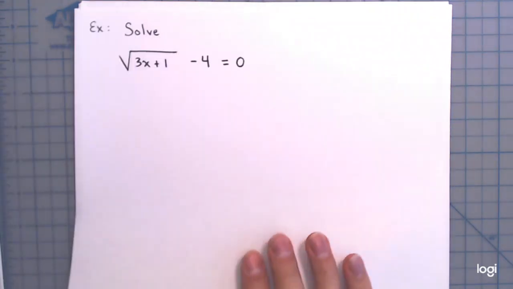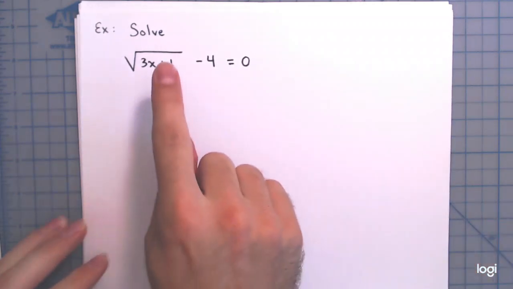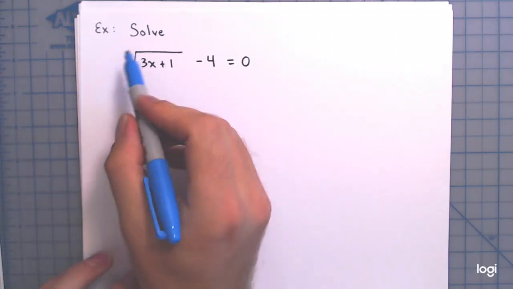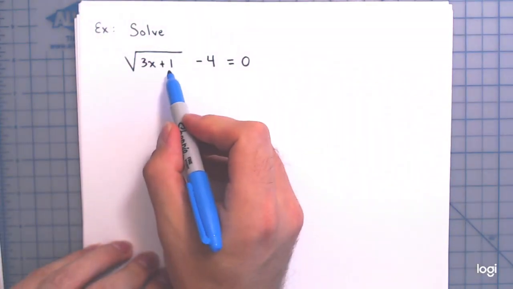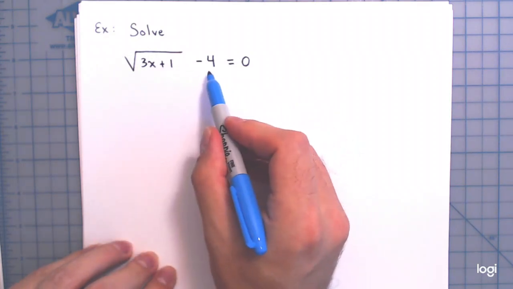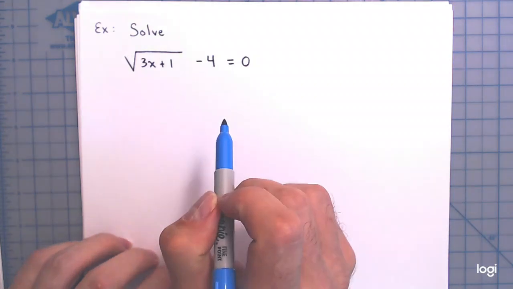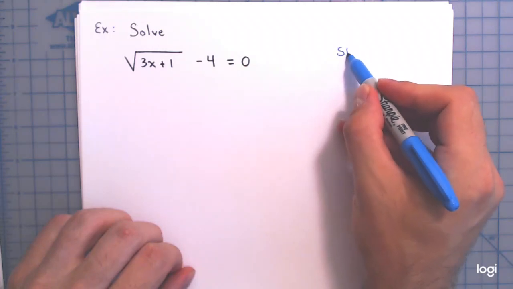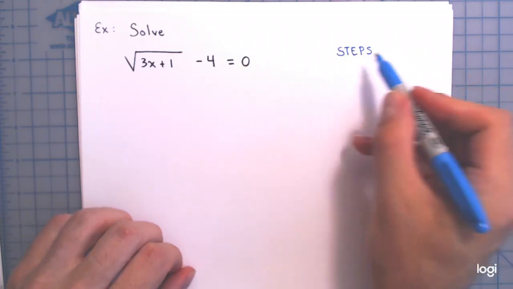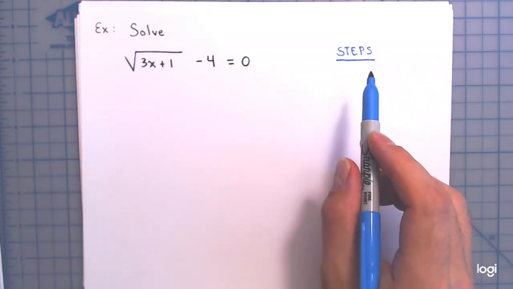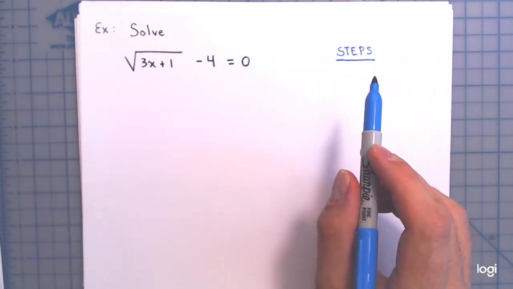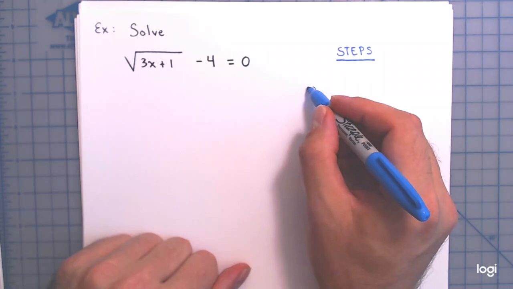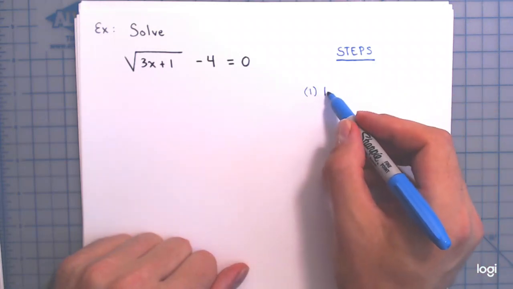So my first example, I'm asked to solve an equation with one radical: the square root of 3x plus 1, with 3x plus 1 underneath that radical, then minus 4 equals 0. Again, just a single radical. Off to the side, I will write down the steps I'll be following for this first example, and they are exactly the same steps I'll be following for every subsequent example. So the first thing is I would like to isolate the radical.